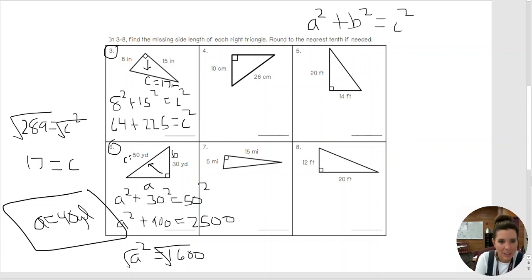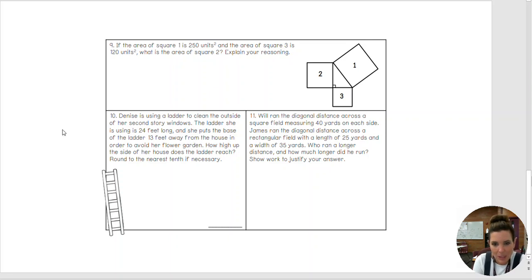So you guys will go ahead and finish those in just a minute. I also want to do a couple of the word problems with you. So let's go ahead and do number 9. It says if the area of square 1 is 250 units squared. So that means when you do the length times the width of square 1, you're going to get 250. So I'm going to go ahead and put 250 in here because we know that's 250 square units.